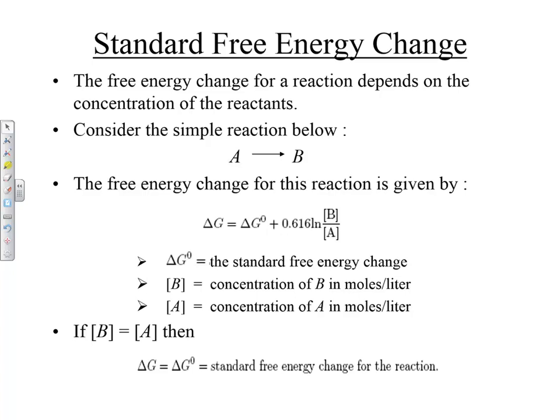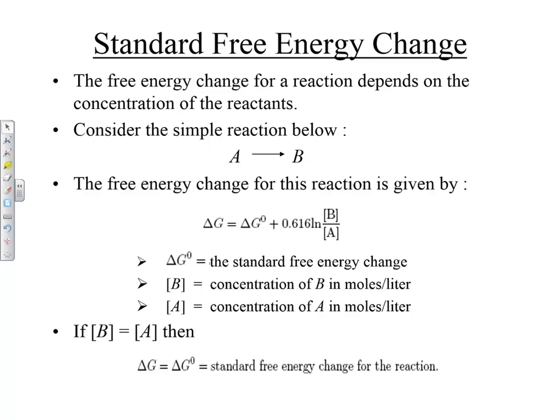So now, as I mentioned a short while ago, I was going to talk about the standard free energy change. That means delta G with the superscript of 0. The free energy change for a reaction depends on the concentration of the reactants, how much of the reactants you have, how much of the products are accumulating, and so on. So consider the simple reaction below, where you just have one reactant. A is getting transformed to B. So this is the reactant and this is the product.